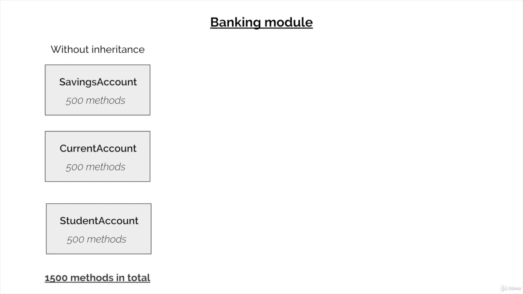So in total you have to write 1500 methods, and this makes the code really lengthy. So 1500 methods you have in total in your project. Now let's take a look at how you will build the same module.